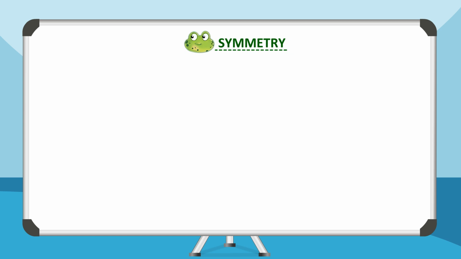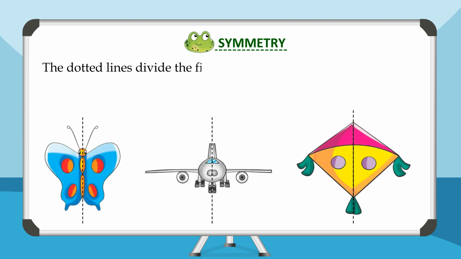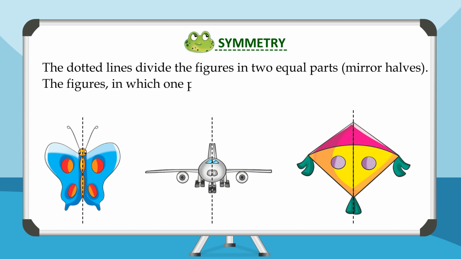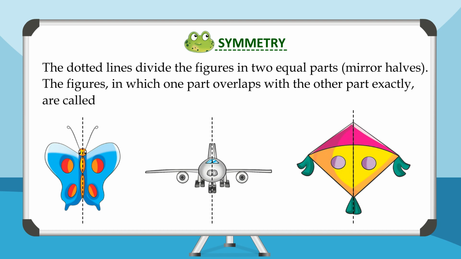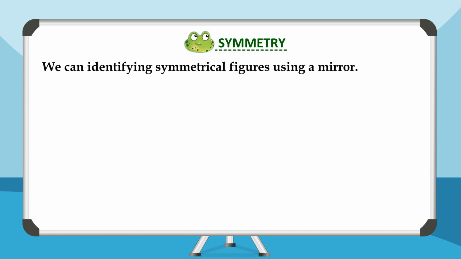Symmetry. The dotted lines divide the figures in 2 equal parts, mirror halves. The figures in which one part overlaps with the other part exactly are called symmetrical figures. We can identify symmetrical figures using a mirror.